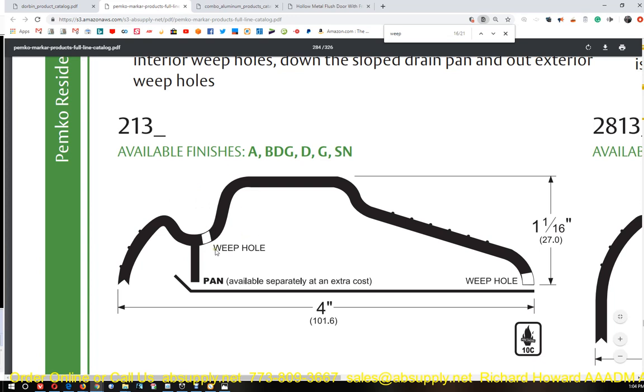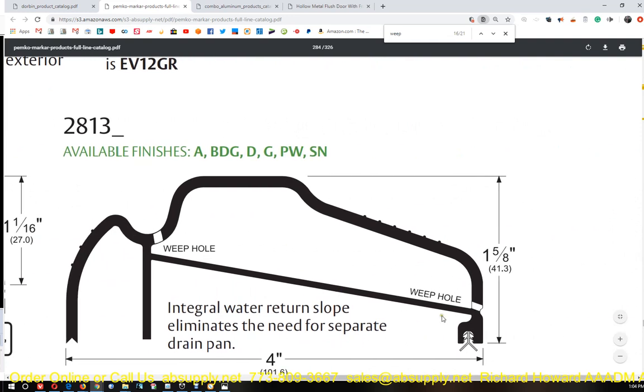But before we discover why that is, this image here kind of represents the water pan concept. You don't want any water down here. Integral water return slope. That's what the water pan does. Kicks it straight on out. Thank you. You're gone.